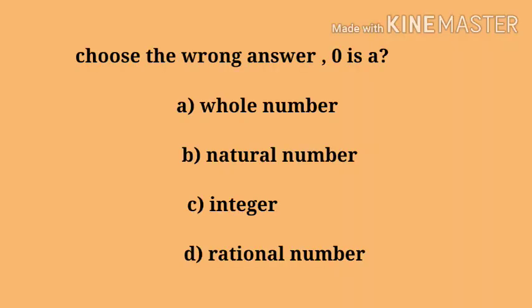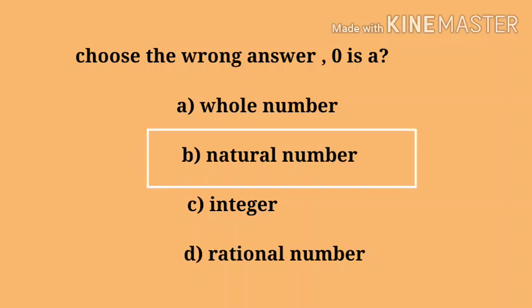Let's wind up this lecture with this question. Choose the wrong answer. 0 is a... Choose the number system which doesn't have 0. And the number system is natural numbers. 0 is not a natural number.